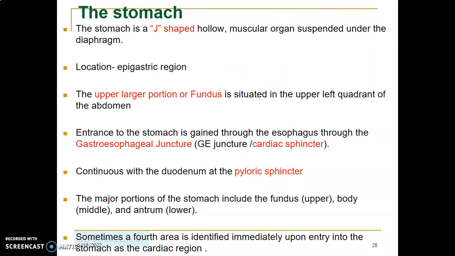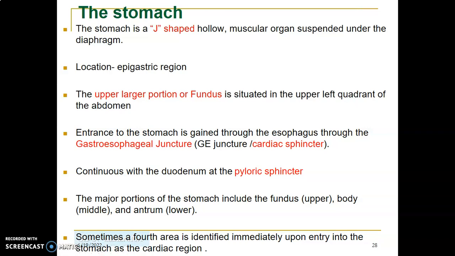So then we discuss the anatomy of the stomach. The stomach is J-shaped. It's a hollow muscular organ that is located under the diaphragm. So it's an abdominal organ. It's located in the epigastric region. Remember, nine regions of the abdomen, so it's in the epigastric region. And the upper larger portion, which is also called the fundus, is in the upper left quadrant of the abdomen.